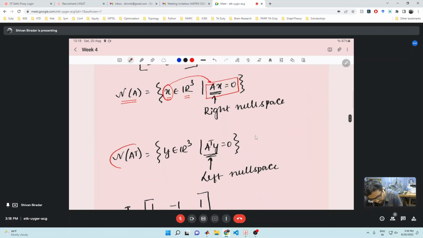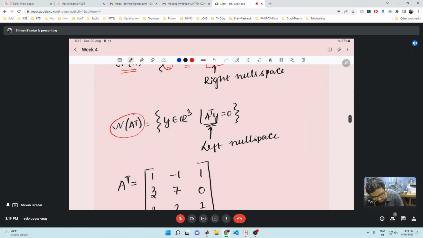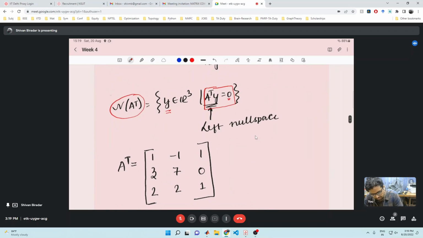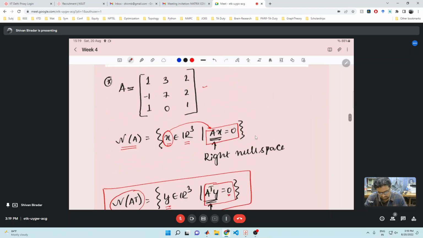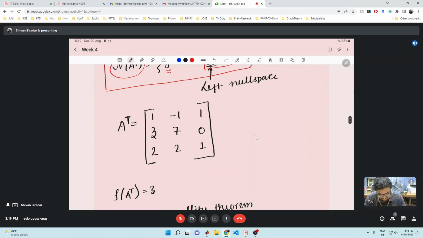What about the null space of A transpose? The null space of A transpose is the set of all y such that when A transpose is multiplied by this y, we get a 0. So we call this expression the left null space. So this is simple. We have to check the dimension of this null space of A transpose. A very simple thing is to use the RREF, then calculate the dimension of the range space, then calculate the dimension of the null space using the rank nullity theorem.